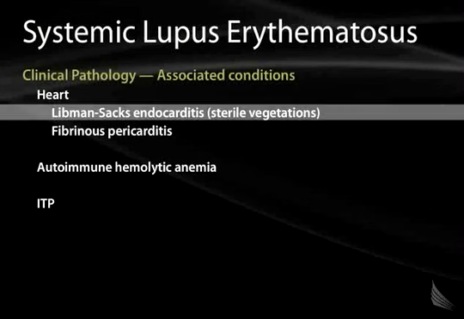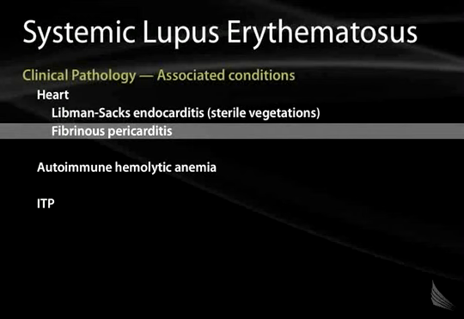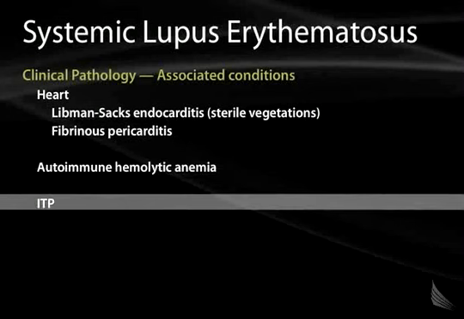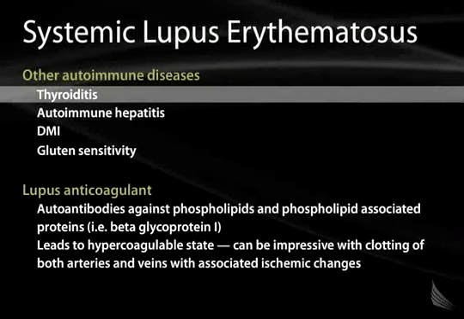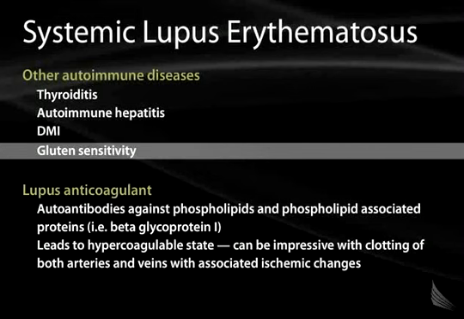The associated conditions with SLE include Libman-Sacks endocarditis, so sterile vegetations, which are the immune complexes which are deposited on various valves in the heart. You can also get a fibrinous pericarditis because of the inflammation of the pericardium. You can get a fibrinous reaction to that inflammation and get fibrinous pericarditis. Autoimmune hemolytic anemia is not uncommon. Idiopathic thrombocytopenic purpura, so markedly low platelets with associated petechiae. Other autoimmune diseases include thyroiditis, autoimmune hepatitis, diabetes, or gluten sensitivity.